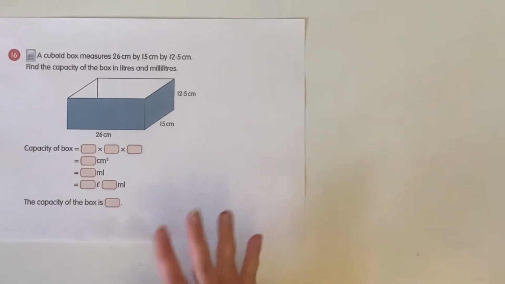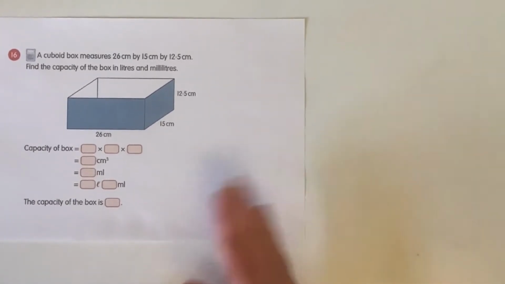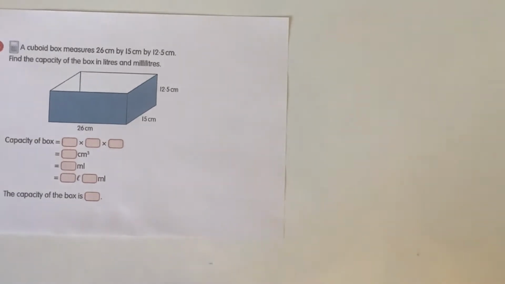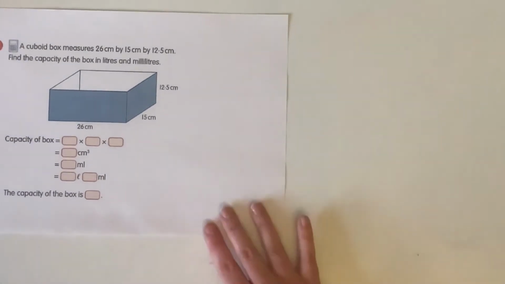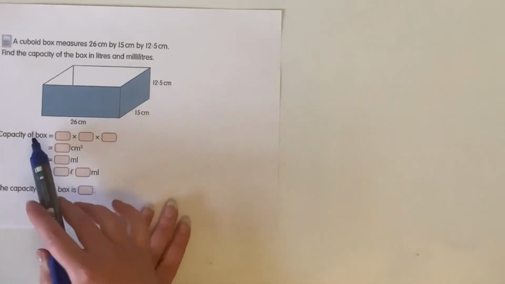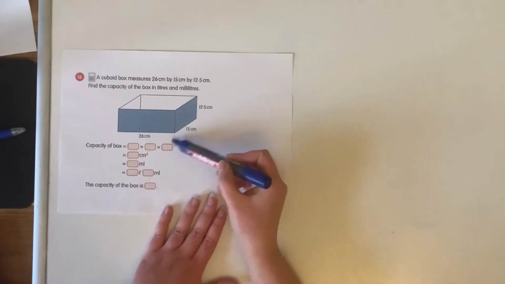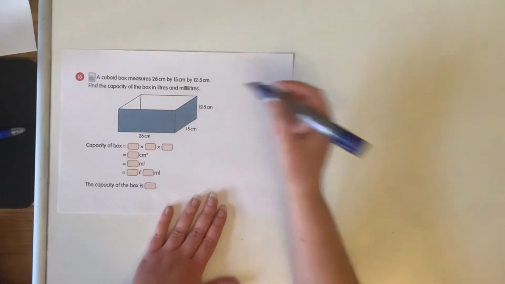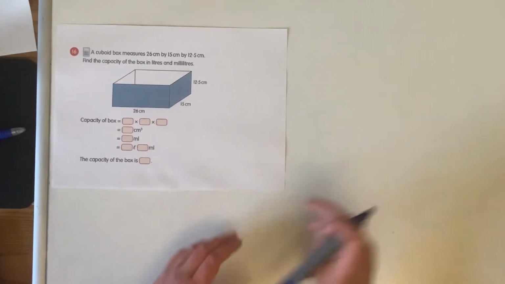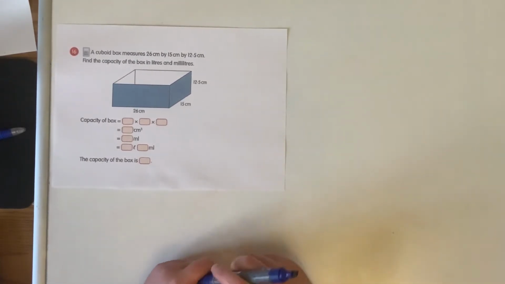So this question here, I'm going to go through. If you'd like to maybe have a go first of all, please do pause the video, have a go, and then work through with me to see if you get the same answer. Okay, if you're not sure, carry on watching and I'm going to go through it anyway. So we've got our cuboid box that measures 26 centimetres by 15 centimetres by 12.5 centimetres. Okay, find the capacity of the box in litres and millilitres.